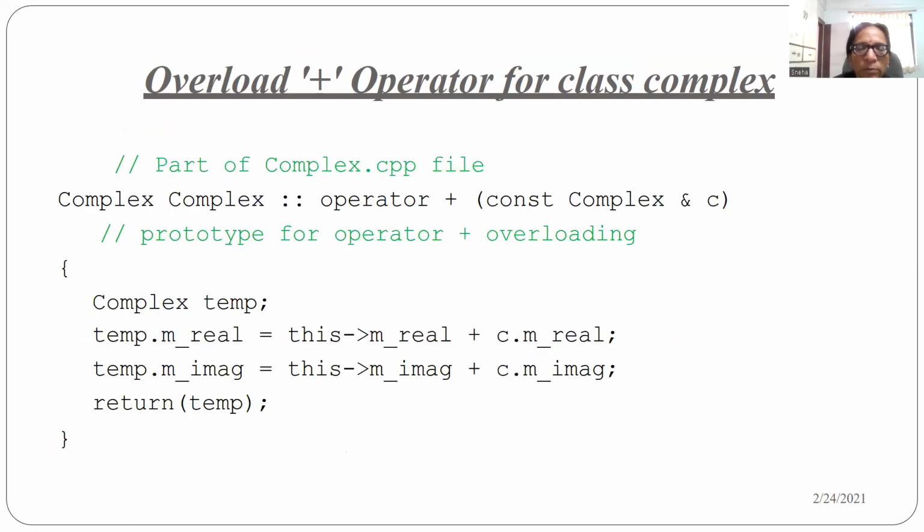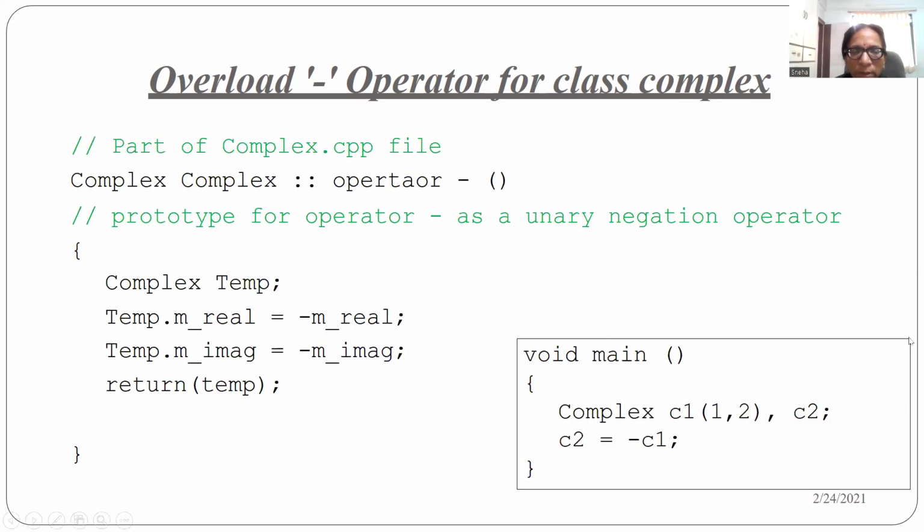Operator plus for class complex. Now complex scope resolution operator plus. We can define that complex temp dot m_real is equal to this pointer to m_real plus c dot real, as well as for the imaginary part also we can write that, and then we can return the temporary.